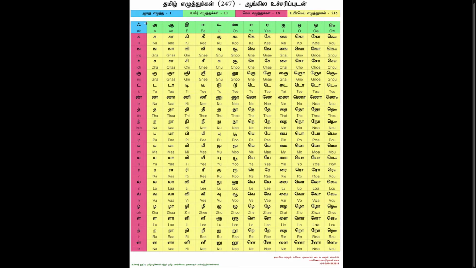Okay, so let's revise quickly. Uirelthukal, vowels, 12 letters. Meyelthukal, with a dot on top, 18 letters. 216 letters are the result of a merge between a Uir and a Meyelthu. Uir Meyelthukal, 216 letters. Okay, we have the indicators that we need to learn. Once you know the Uirelthukal, Meyelthukal and the indicators, you would be able to recognize any letter, right?